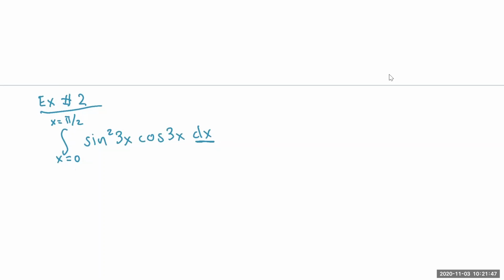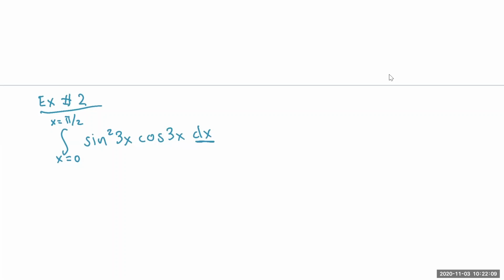Good, Brandon. And again, what's my process of thinking for this? I should be thinking, what should I let u be equal to such that if I were to take the derivative of that, I would see its derivative somewhere there and be able to cancel something out.